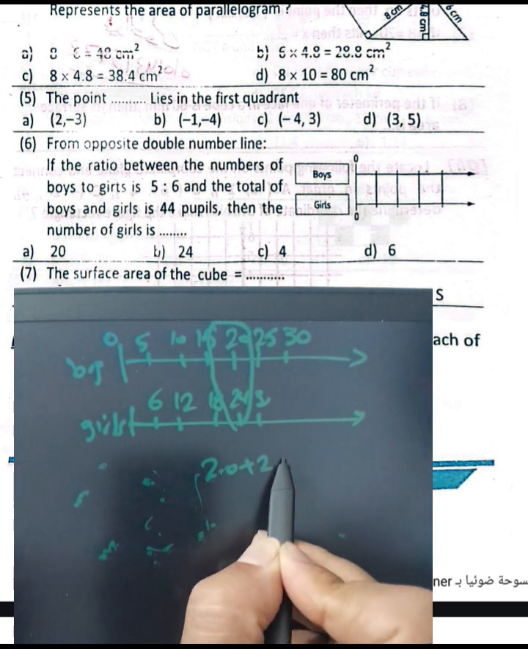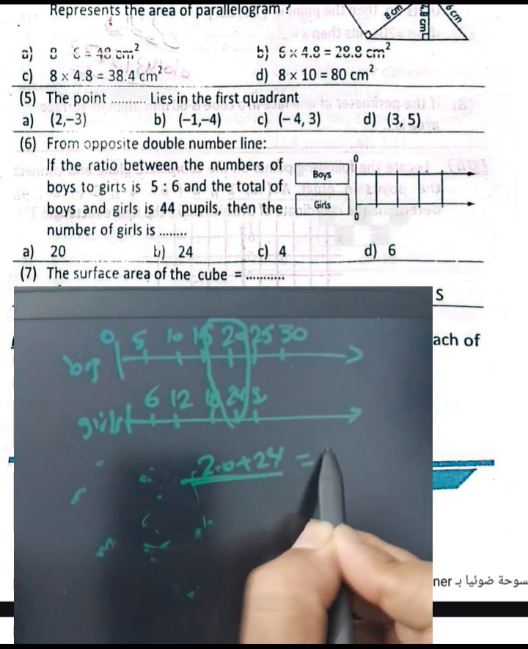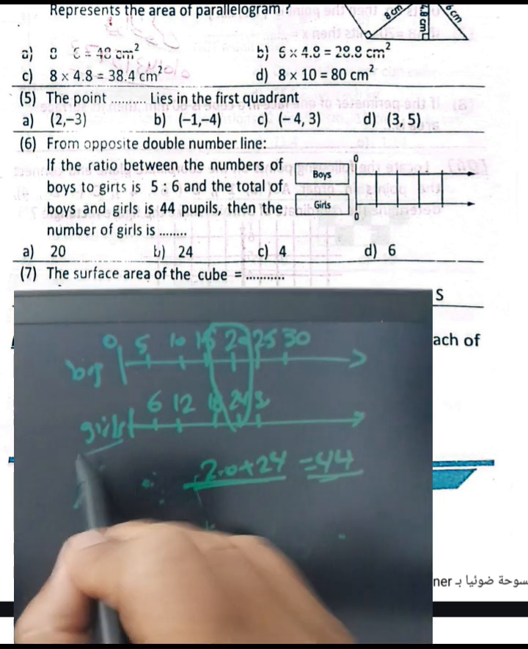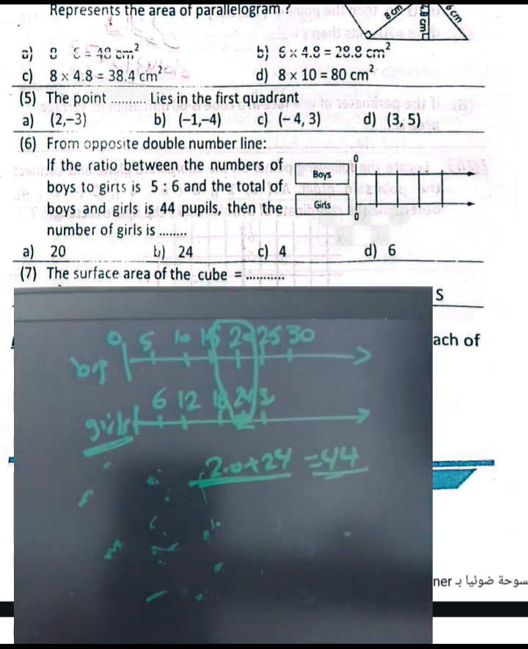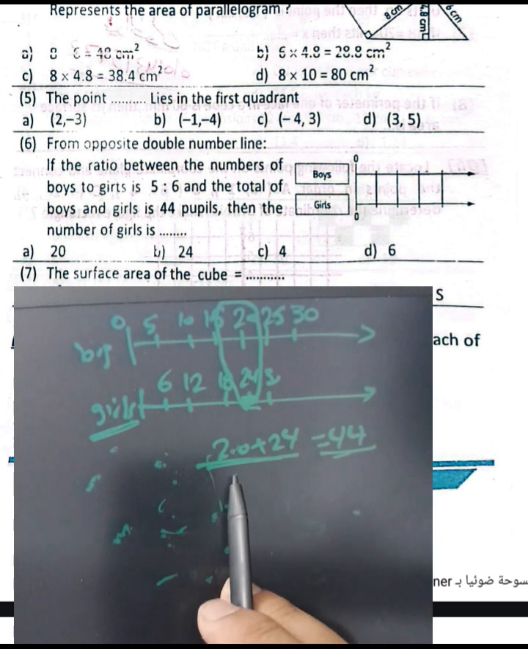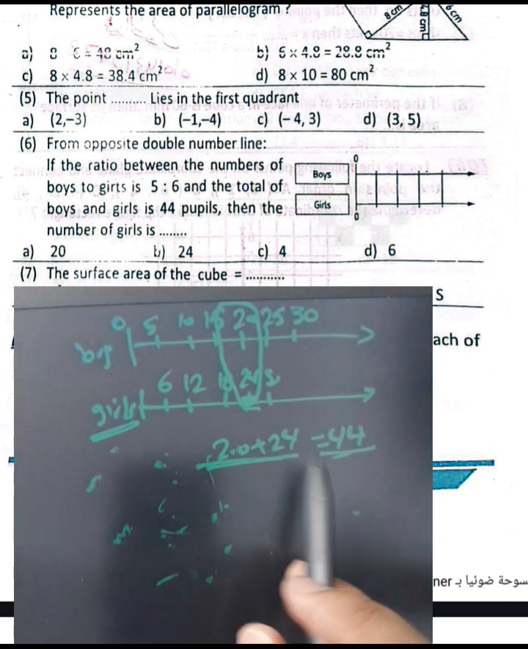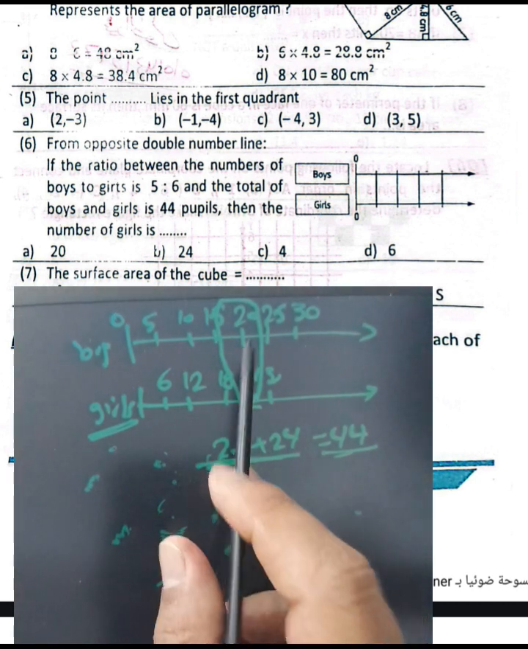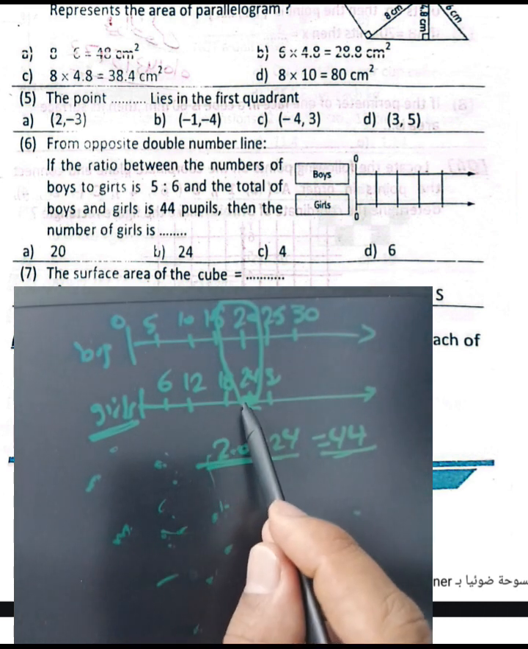Then if we add 20 plus 24, the sum of them will be 44. Then the number of girls will be 24. You can solve this example by this method because it tells us the sum of the number of boys and girls was 44. 44 equals 24 plus 20. Then the number of girls will be 24.